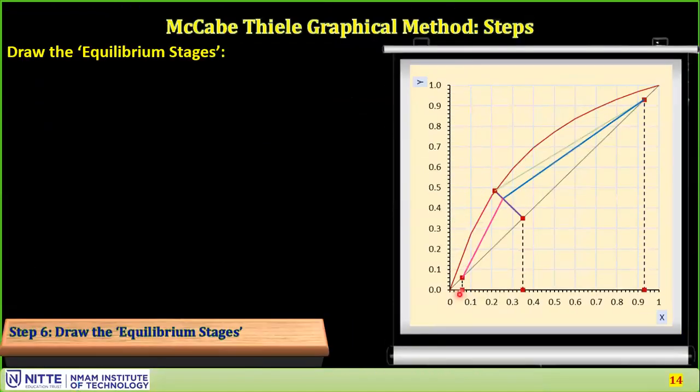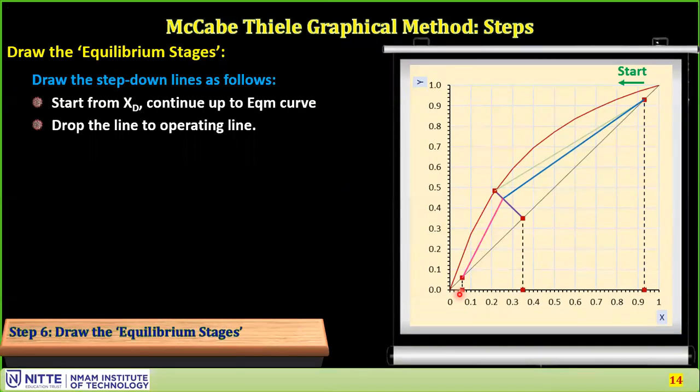That's step 5. In step 6, you will calculate the equilibrium stages. So how will you do it? This is already drawn. You'll start from this point, xd on the diagonal line. You continue up to the equilibrium line. Once you reach the equilibrium line, drop the line to the operating line. Which one? This particular line, dark blue. That is the rectification section operating line.